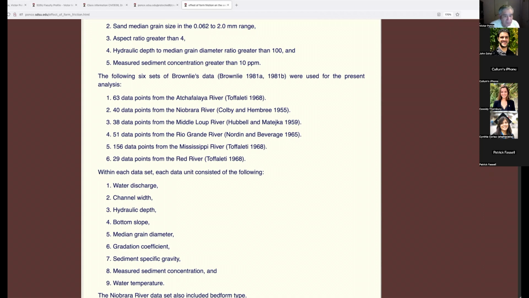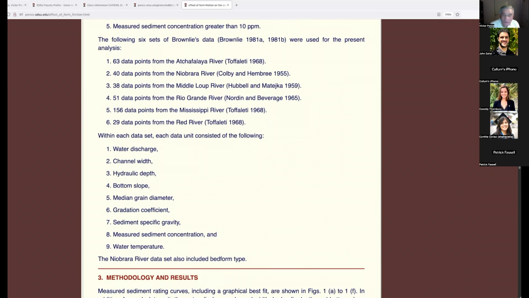51 data points from the Rio Grande. Rio Grande is in Texas. 156 data points from the Mississippi, Toffaleti, that's the lower Mississippi, I believe, because there's upper Mississippi, lower Mississippi, and so forth. 29 data points from the Red River. The Red River is, I believe, I'm not 100% sure, in Arkansas somewhere. It's a tributary of the Mississippi.